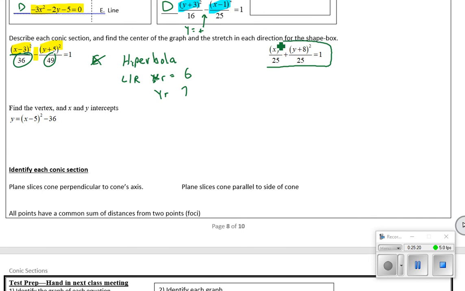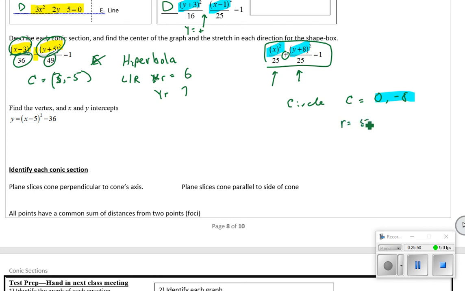Okay, this has got a plus, and they're the same. That makes it a circle with the center. Oh, I forgot the center. The center here is +3, -5, just like we do in our top 12. My center here is 0 and -8. And the radius is 5.